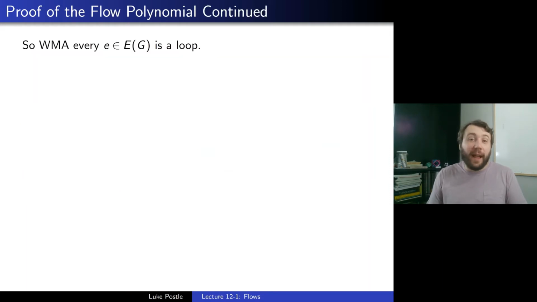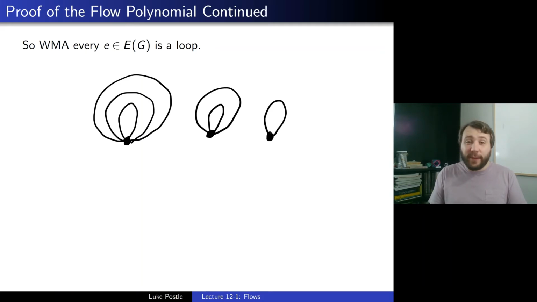What if every edge is a loop? So this is the next case. Every edge is a loop. What do we do then? Well, here's a picture of a graph where edges are loops. Basically, every component ends up becoming one vertex, and there are loops around each vertex perhaps. So now what do we do?